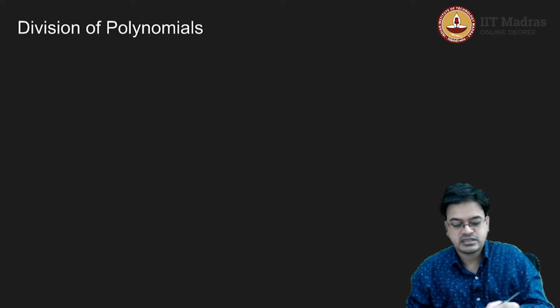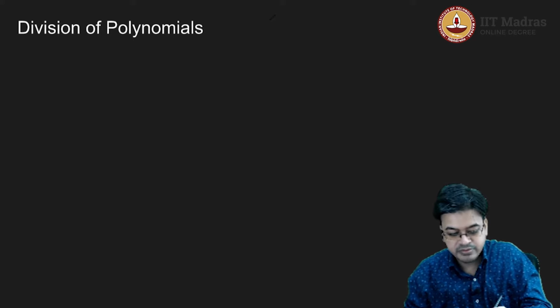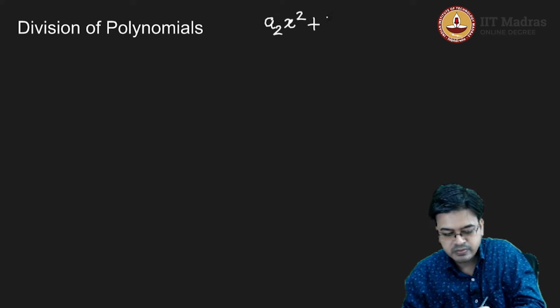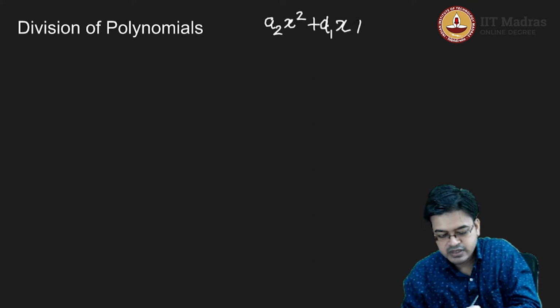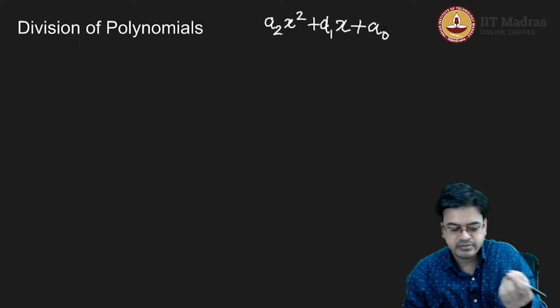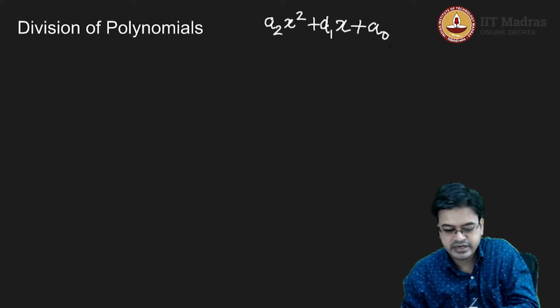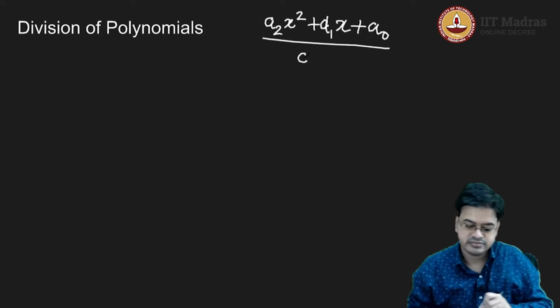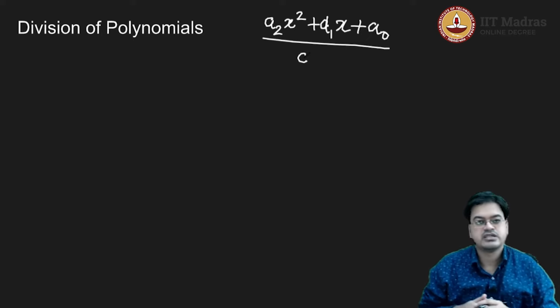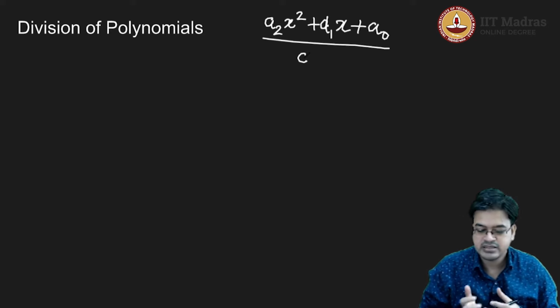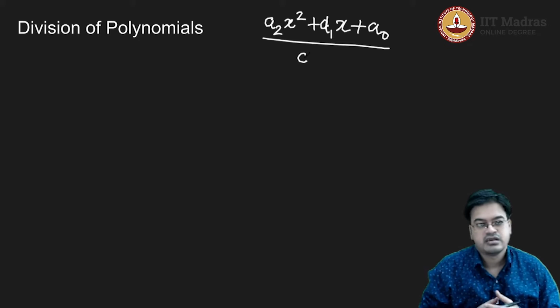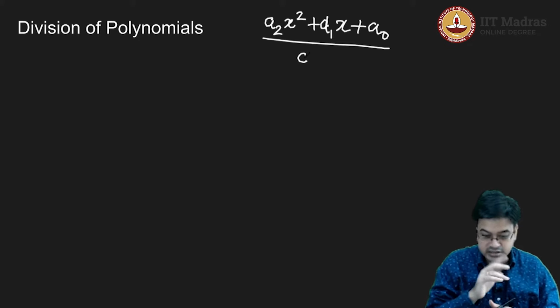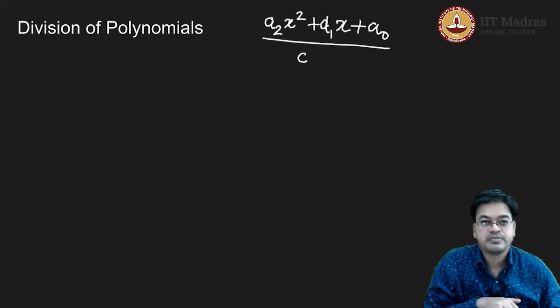We know some cases. For example, if I have been given a polynomial, say a2x square plus a1x plus a naught, and I am told that this polynomial is divided by a constant, say c, then I know what the resultant polynomial is. It will be a2 by c x square plus a1 by c x plus a naught by c. That will be the polynomial. So this case we are already familiar with.